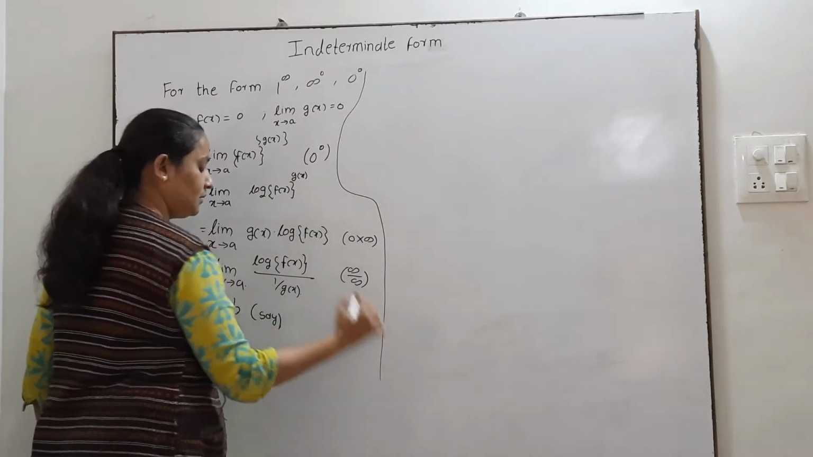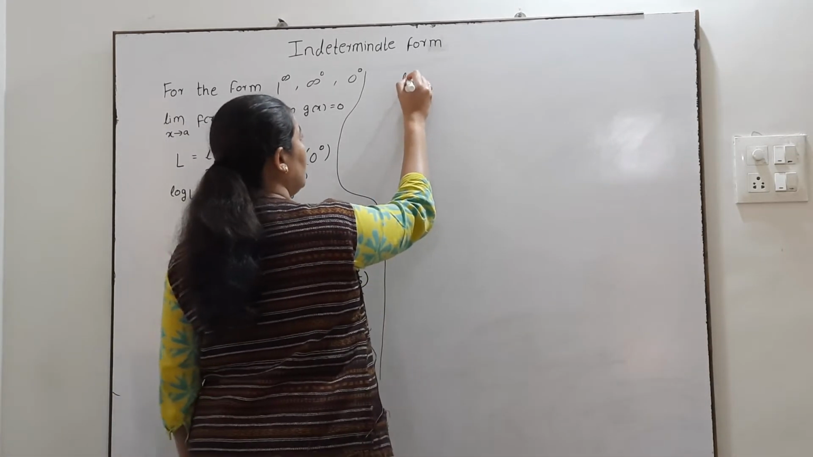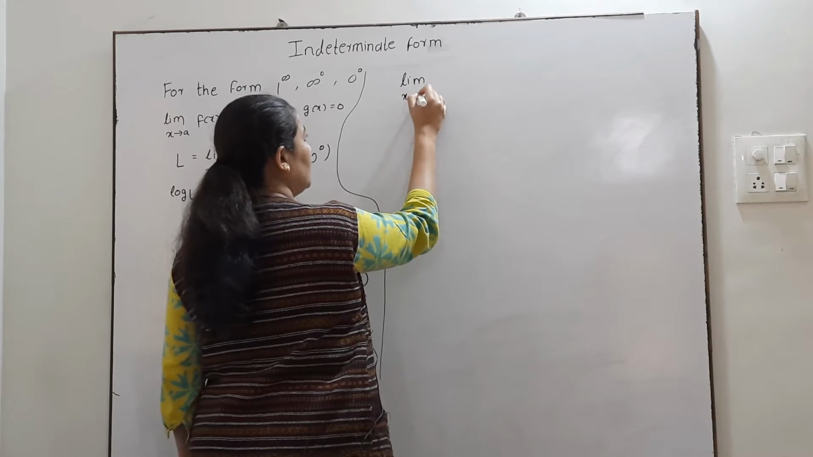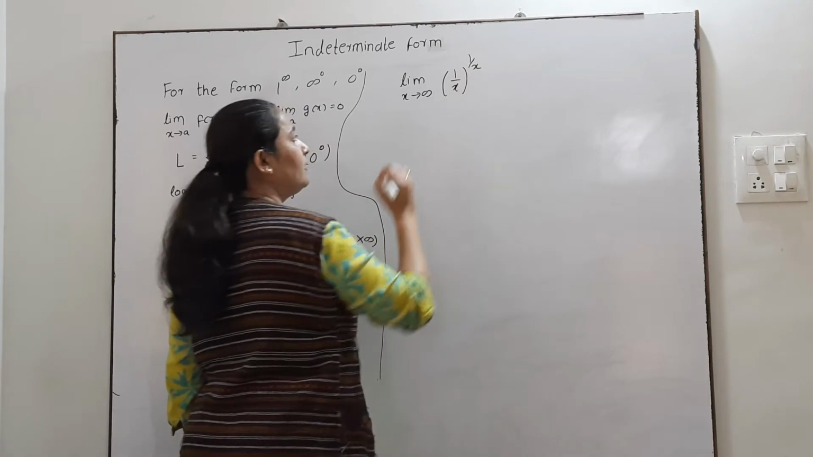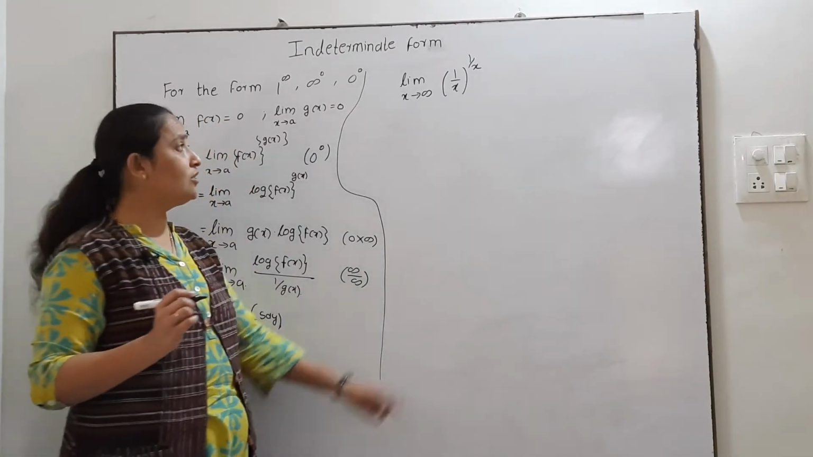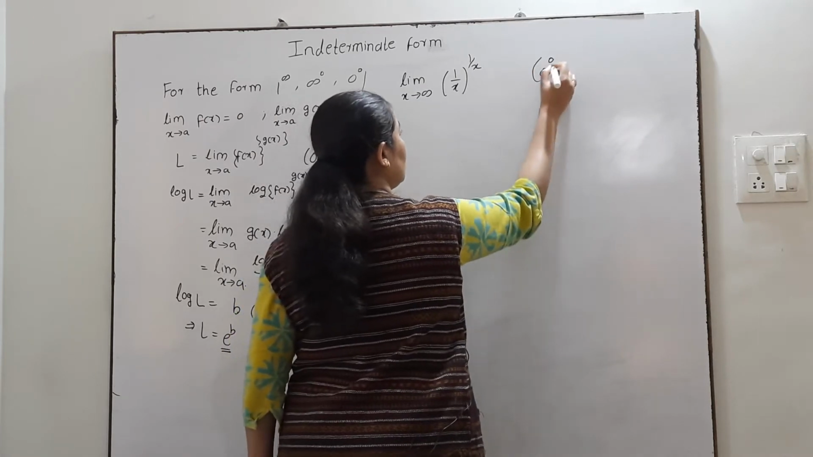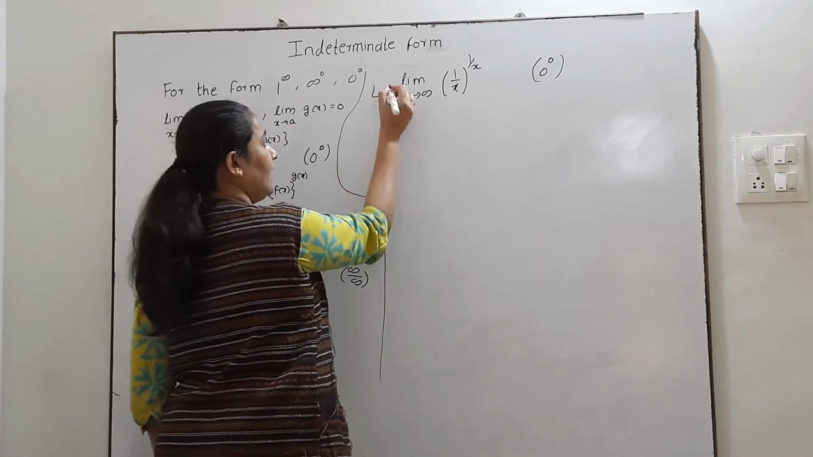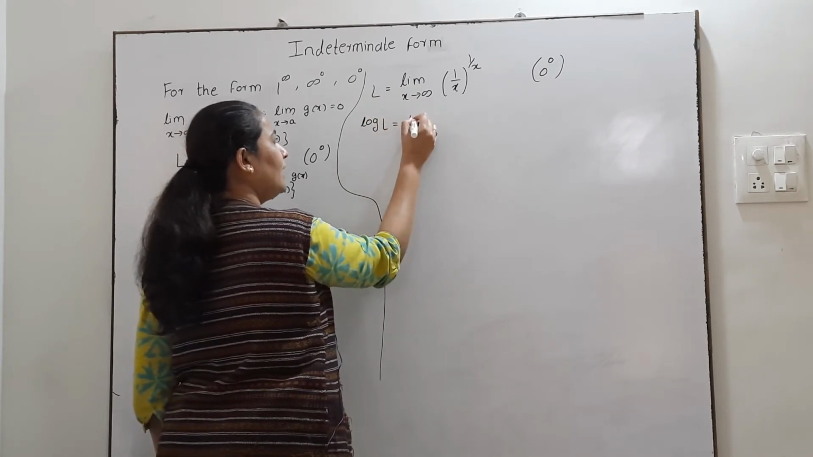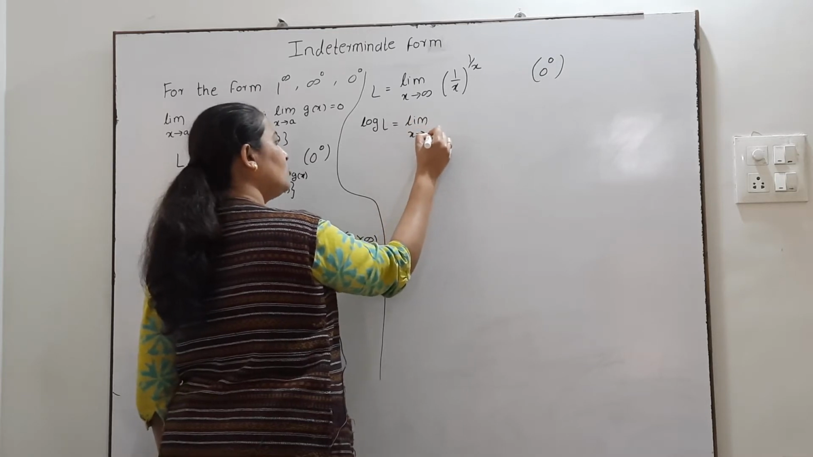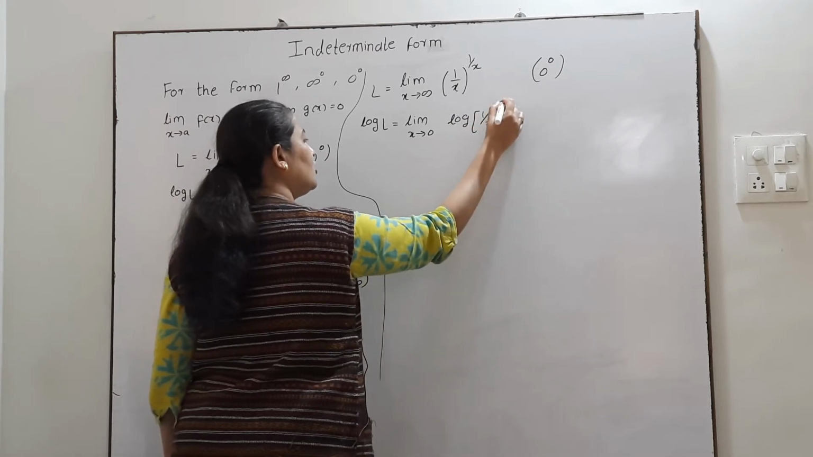Now we will take an example. Say limit x tends to infinity of 1 upon x raised to 1 upon x. First we will find the form. If I apply limit as x tends to infinity, 1 upon infinity is 0. So this is in the form of 0 raised to 0. Assume its limit as L. Take log on both sides. You'll get log L equal to limit of log of 1 upon x raised to 1 upon x.